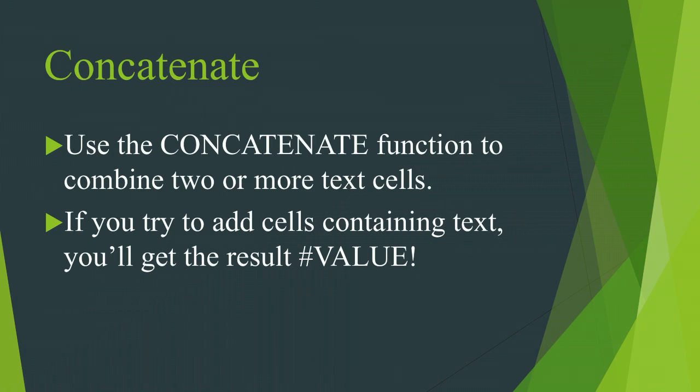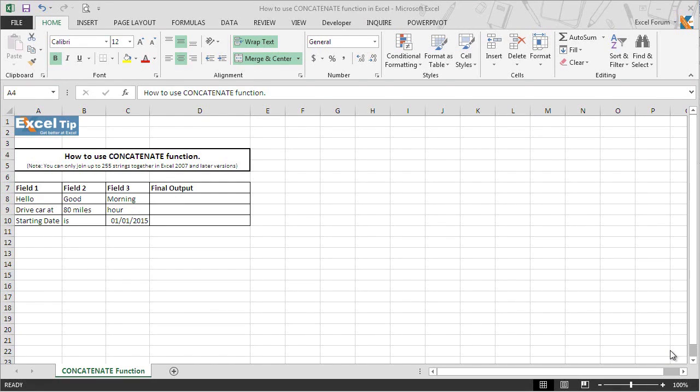Let's see practically. Hello and welcome back to the Excel tip videos. Today in this video, we will explain how to use the CONCATENATE function in Microsoft Excel. The Microsoft Excel CONCATENATE function is a text function which is used to join two or more text strings from different cells in the same cell. In Excel 2007 and later versions, you can take up to 255 text arguments. However, in Excel 2003, the function only accepts up to 30 text arguments.